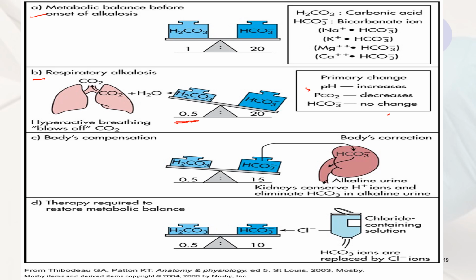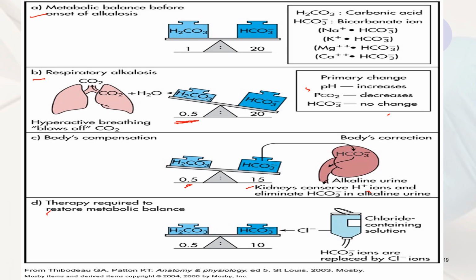When the body compensates, what happens? The body tries to reduce the level of bicarbonate ions. So the kidney conserves H plus ions, that is, hydrogen ions are conserved, and eliminates the bicarbonate ion. Then it will secrete alkaline urine. In the ratio you can see it reduced from 20 to 15, trying to compensate the situation.